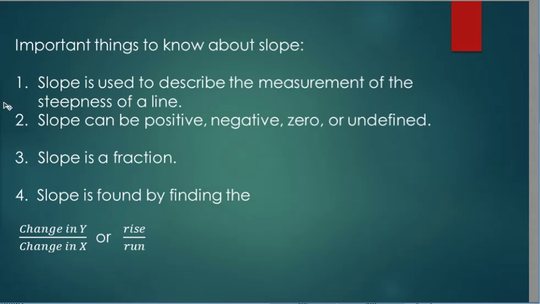Okay, so here are some important things that you need to know about slope. Slope is used to describe the measurement of the steepness of a line. Slope can be positive, negative, zero, or undefined. Slope is a fraction, and slope is found by finding the change in y over the change in x, or we call that the rise over the run. So take a minute, make sure you have these things written down, and then push pause if you need to, and push play when you're ready to move forward.